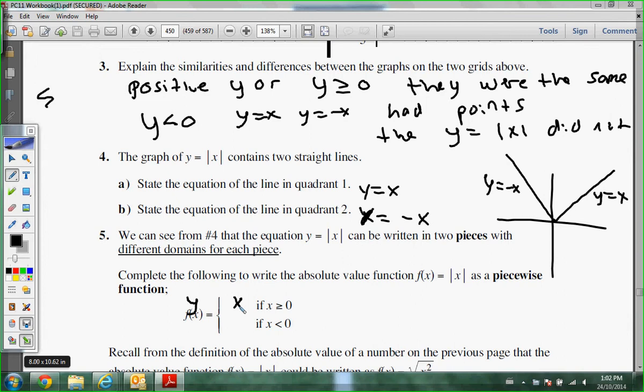So how this piecewise works is y equals x when x is positive. So when x is positive, we have a positive x line. So then conversely, we have a what when x is less than 0? Negative x. That's how you fill out the piecewise there. Very good.